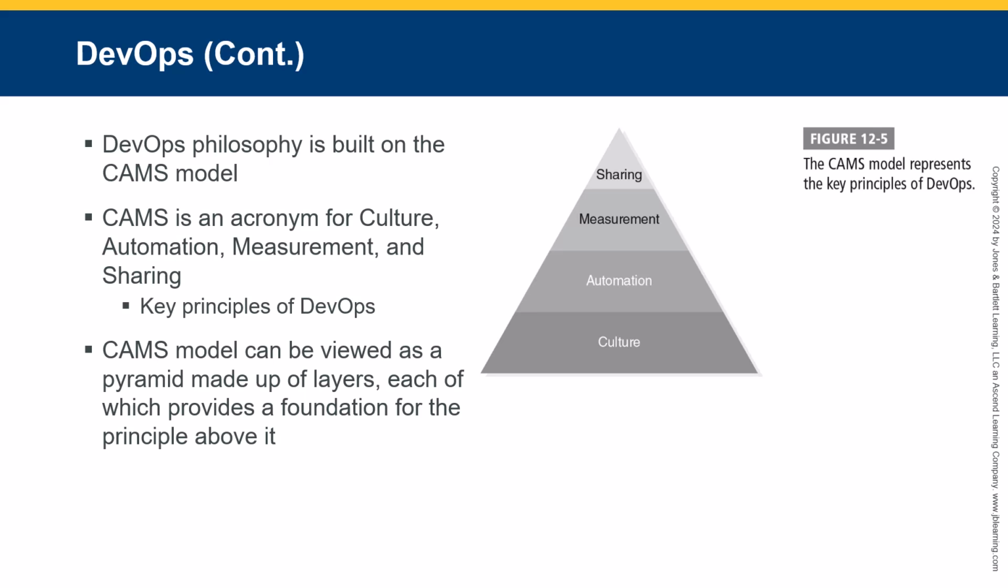So in this example, we have culture, automation, measurement, and sharing. The philosophy built here is the CAMS model: culture, automation, measurement, and sharing. These are the key principles of DevOps. The model can be viewed more as a pyramid.